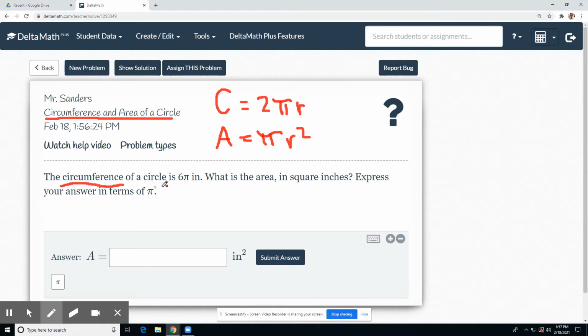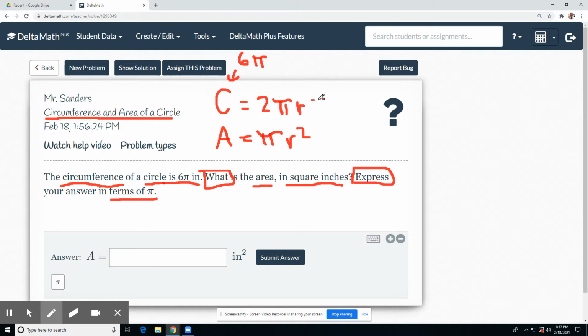The circumference is 6 pi inches. What is the area in square inches? Express your answer in terms of pi. All right, so they said the circumference is 6 pi. We're not going to worry about labels, they're taking care of the labels for us. So that means this is 6 pi.